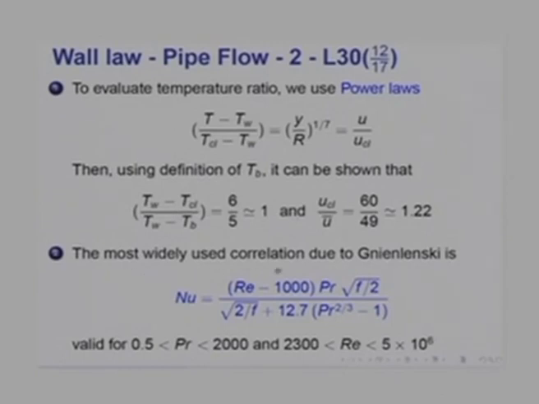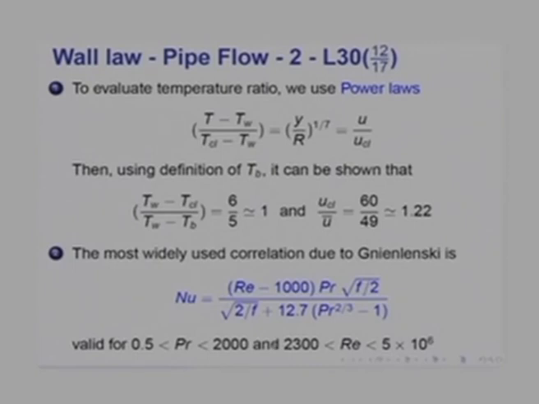The most widely used correlation for pipe flow, which is considered to be very accurate with experimental data, is the one by Gnielinski, and it reads like this: Nu equals (Re minus 1000) Pr times square root of f by 2, divided by [square root of f by 2 into Pr raised to 2 by 3 minus 1, plus 12.7]. It is valid for gases to heavy oils, Prandtl number 0.5 to 2000, and Reynolds number 2300 to 5 million.